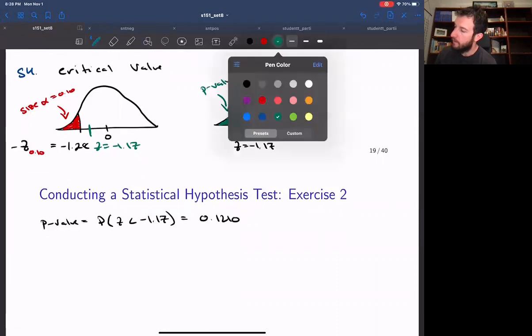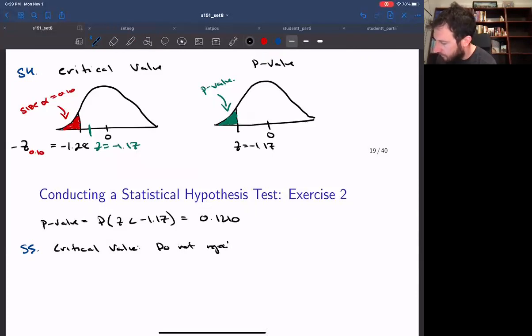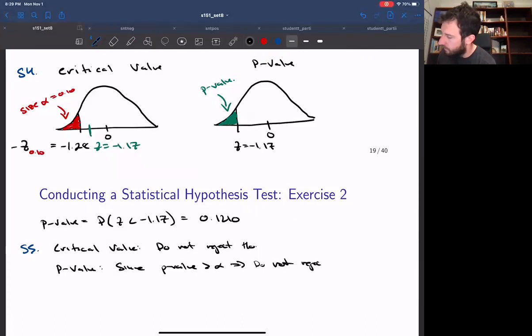Okay, so then on step 5, same idea as before. So if we take the critical value approach, the test statistic is not in the rejection region. So therefore we do not reject H0. And if we take the p-value approach, since the p-value is bigger than alpha, we do not reject H0.